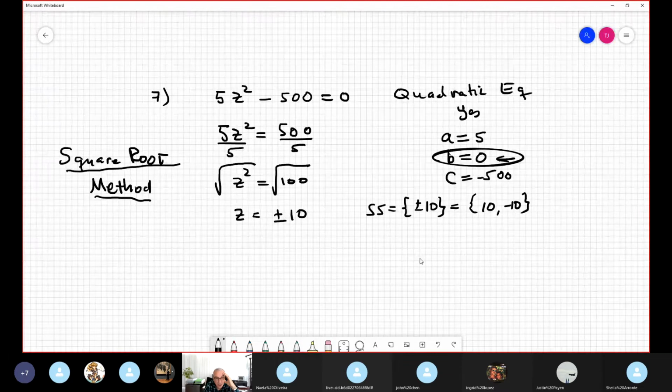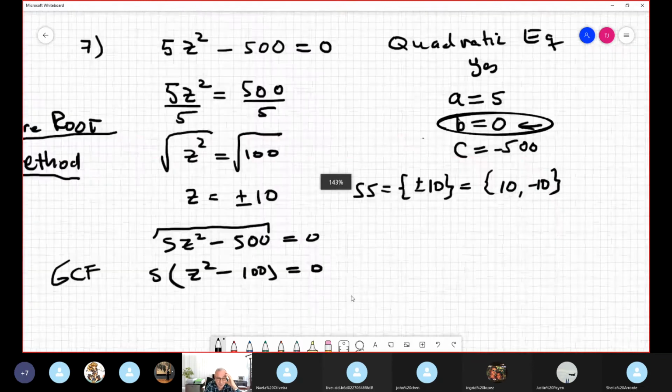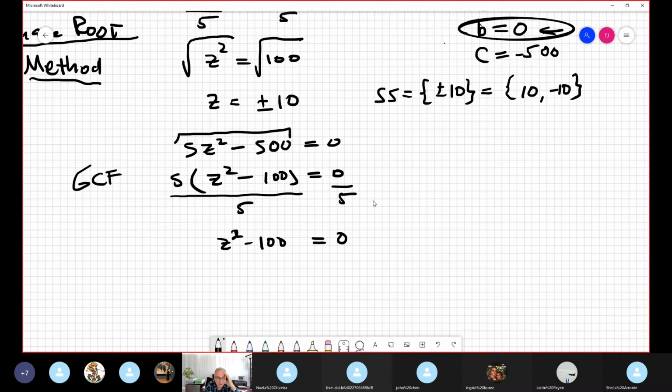Okay. We can do it another way. Yes, we can do it in factorization. Suppose we come back to the beginning: 5c squared minus 500 equals 0. I focus on the left-hand side. What is the GCF? It's 5. So, c squared minus 100 equal to 0. And this 5 is completely useless because you divide by 5 on both sides. c squared minus 100 equal to 0, because 0 divided by 5 is 0.